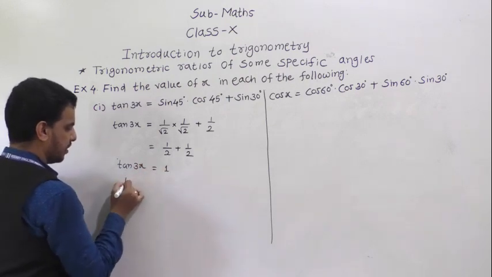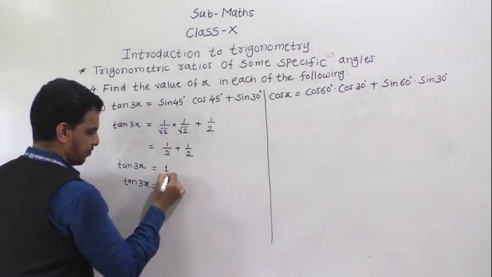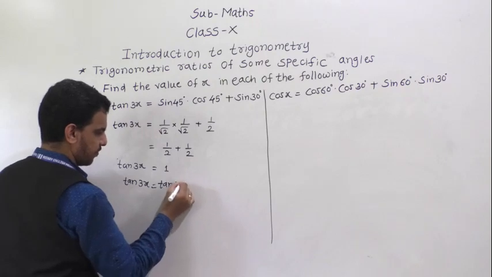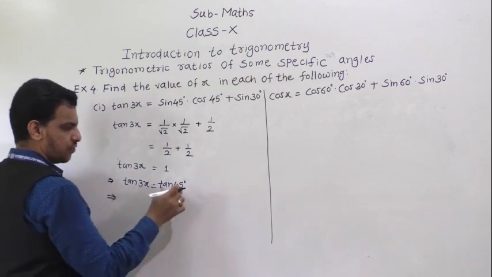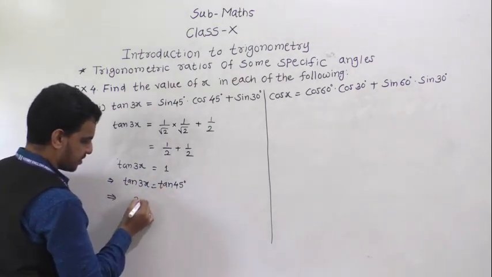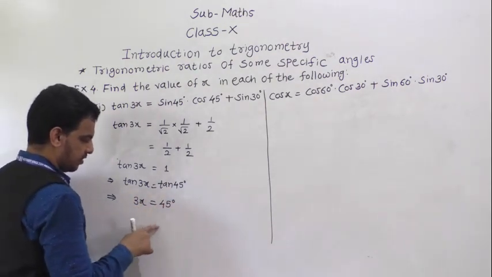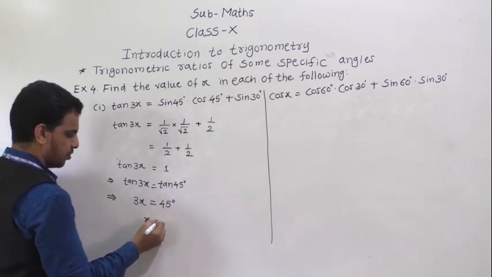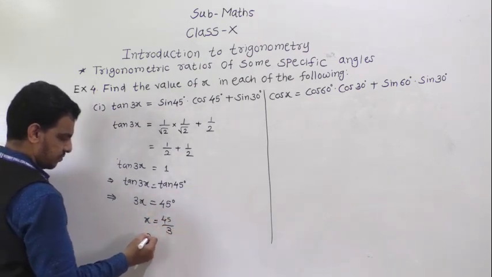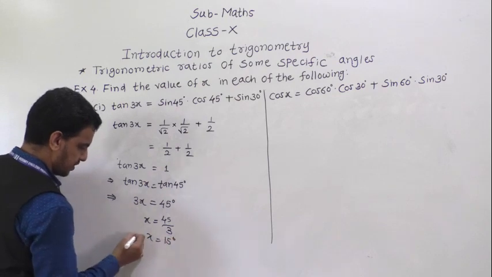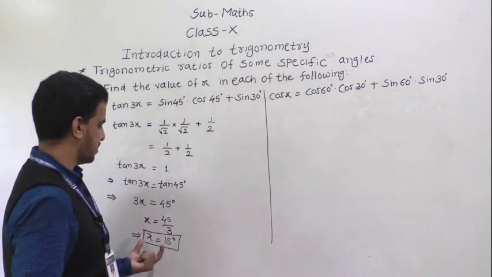So this one, in terms of tan, how do we write it? If we substitute the value of 1 as tan 45 degree, because we know that tan 45 is 1. So if tan 3x is equal to tan 45, it means 3x is equal to 45 degree. And if we have to find x, this 3 shifts here, so x is equal to 45 divided by 3. So 45 divided by 3 is 15 degree. So x is equal to 15 degree. Okay, so this is the value of x.